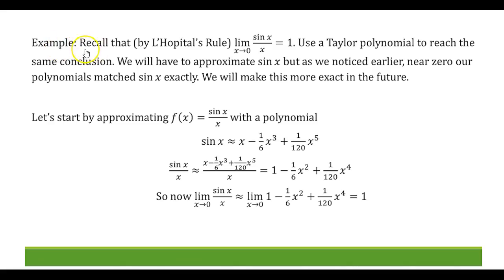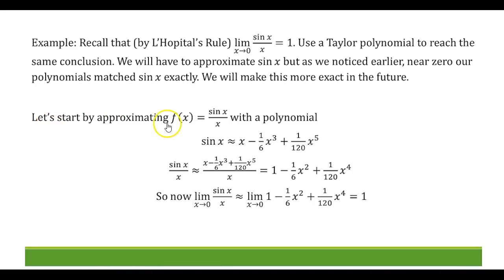In this example, we want to recall that by L'Hopital's rule, the limit as x approaches 0 of sine x over x is equal to 1. We want to use a Taylor polynomial to reach the same conclusion. We will have to approximate sine x, but as we noticed earlier, near 0, which is what our limit is approaching, our polynomials matched the sine function exactly. We will make this more exact in the future.